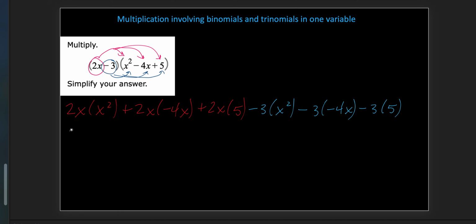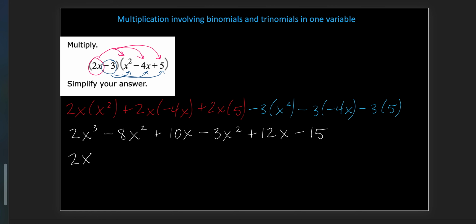2x times x squared, that'll be 2x to the third, because we add those exponents. Positive 2x times negative 4x, that's going to be a negative 8x squared. And then 2x times 5 gives you 10x. And then here you just have negative 3x squared. Negative 3 times negative 4 is a positive 12, and you have that x. And then here we have negative 3 times 5, which is negative 15. And you just look for like terms.